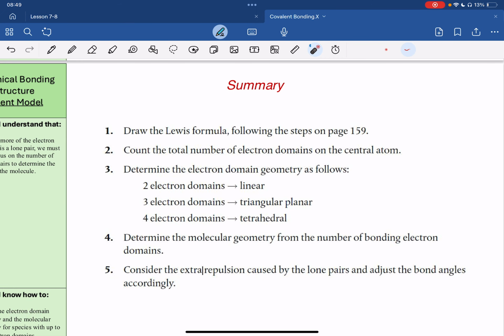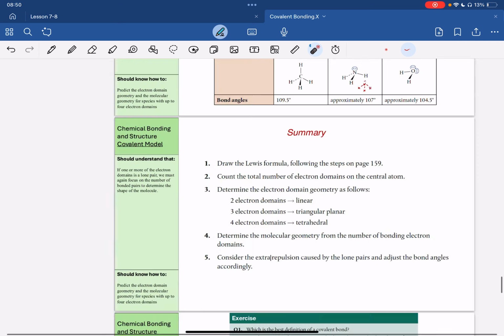So, for summary, just remember that in order to know the shapes, we have to draw the Lewis formula and count the total number of all electron domains. If we have two electron domains, it's linear; if we have three electron domains, trigonal planar; and if we have four electron domains, it's going to become tetrahedral. Also, based on the non-bonding and bonding domains, we can determine the molecular geometry and electron domain geometry. Also, we have to consider the extra repulsion caused by the lone pairs, and also double bonding. And I believe that's it about VSEPR theory.